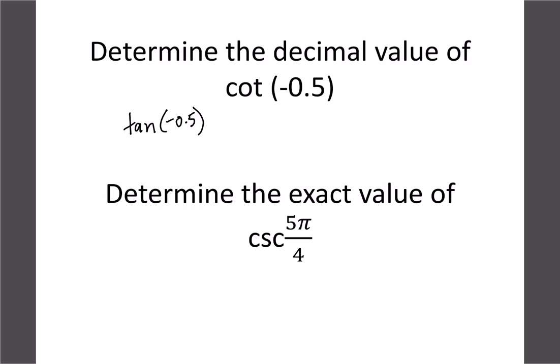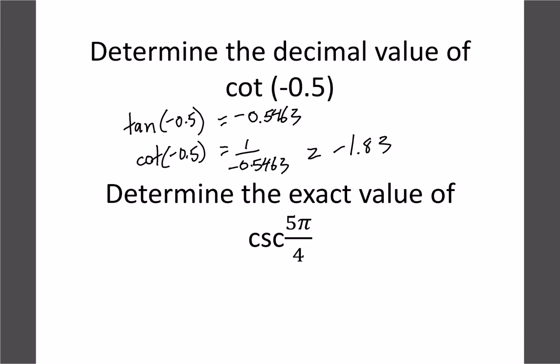So tan of negative 0.5, we get an answer of approximately negative 0.5463. So that's our answer for tangent. Now all we have to do is figure out the cotan. So cotan of negative 0.5 will just be the reciprocal of that answer. So all we do is go 1 divided by, and that gives us an answer of negative 1.83. So that's what our cotan ratio is.